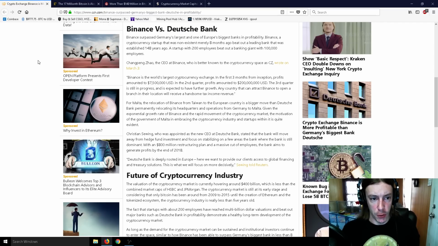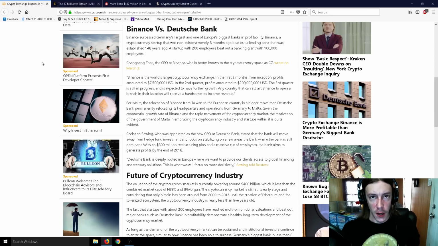In the first 3 months from inception, profits amounted to $7.5 million, and the second quarter profits amounted to $200 million. The third quarter is still in progress and expected to have further growth. Any country that can attract Binance to open a branch in their location will receive a handsome tax income revenue.